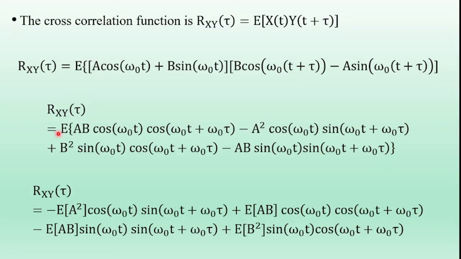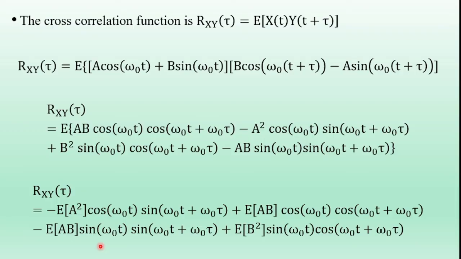which is equal to, on the RHS side, applying the expectation property. Here a and b are the random variables. Rxy of tau is equal to minus expectation of a square cos of omega naught t sin of omega naught t plus omega naught tau, plus expectation of ab cos of omega naught t cos of omega naught t plus omega naught tau, plus expectation of b square sin of omega naught t cos of omega naught t plus omega naught tau, minus expectation of ab sin of omega naught t sin of omega naught t plus omega naught tau.